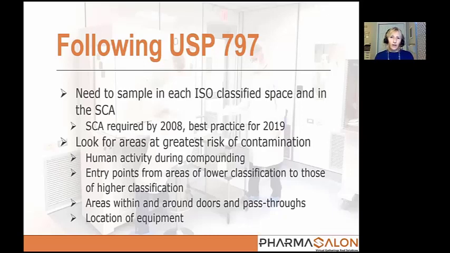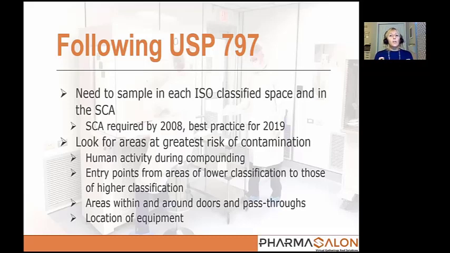It's important here that we're still following USP 797 and what it tells us to do. It indicates that we need to sample in each ISO classified space and in the segregated compounding area, or the SCA. Now, a special note here, the SCA is required by the 2008 version of the chapter. It's really best practice if you take a look at the 2019 version of the chapter. I'm a big fan of sampling in the SCA just because it gives you a baseline for what's there, not only sampling in your primary engineering control.